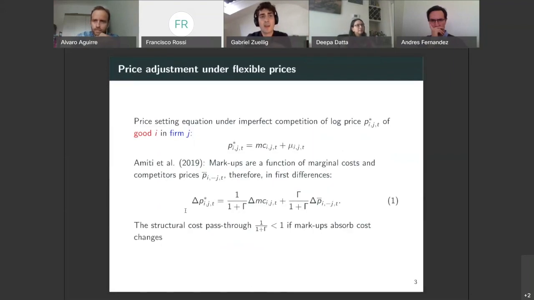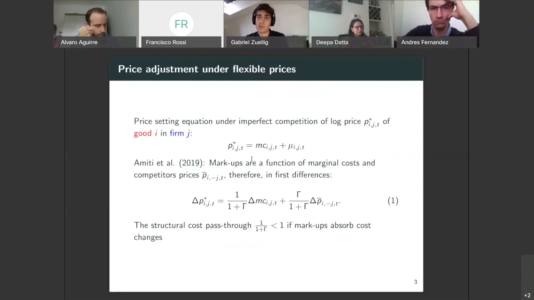Right. So let's start with adjustment under flexible prices. We start simply with the observation that the optimal price we would like to set, P star, is a markup mu over marginal cost. Now, under some fairly general assumptions, markups are a function of the firm's own marginal cost and of the prices of competitors, which we denote here P bar of all the other firms, so minus J in the subscript.